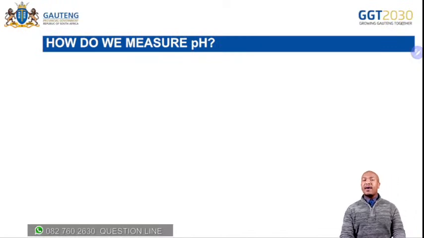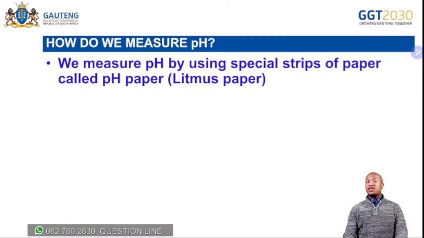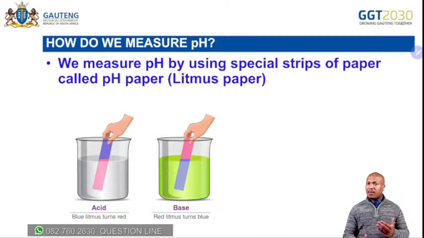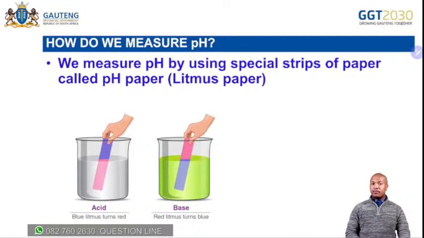Moving on now, how do we measure pH? We can measure pH by using special strips of paper called pH paper, which we used last time, and it is called litmus paper. So just to remind you, do you still remember our last topic, where we did an experiment? We used blue litmus paper, which turned red if the solution is acidic, and we used red litmus paper, which turned blue if the solution is basic. You still remember that? Not only that, we have other universal indicators.